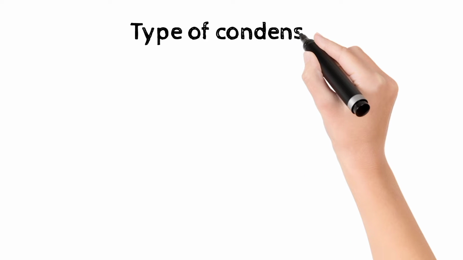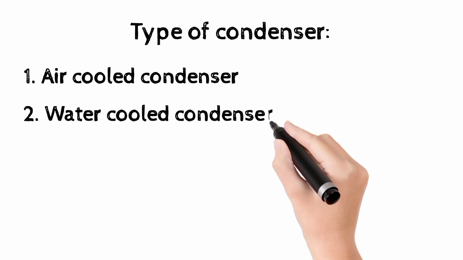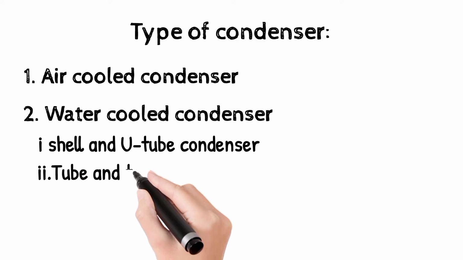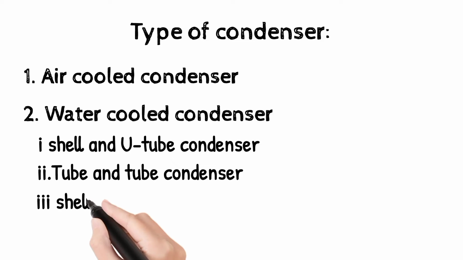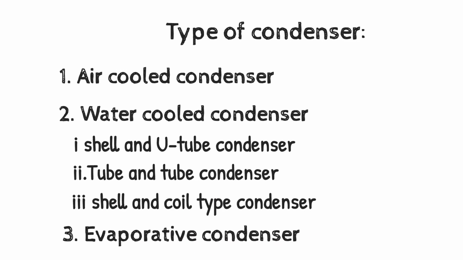Types of condenser. First one, air cooled condenser. Second one, water cooled condenser. In that water cooled condenser we have the types: shell and U-tube condenser, tube and tube condenser, and shell and coil type condenser. The third one is evaporative condenser.